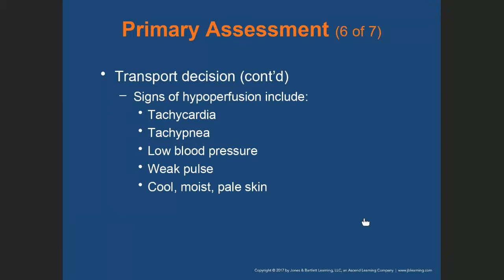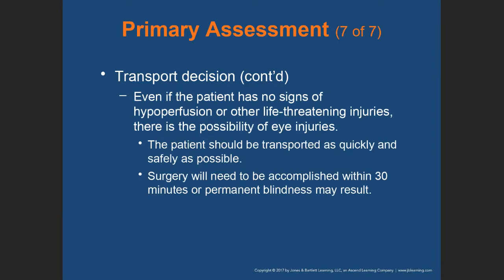Signs of hypoperfusion that you need to be looking out for: tachycardia, tachypnea, low blood pressure, weak pulse, cool, moist, pale skin. Even if the patient has no signs of hypoperfusion or other life-threatening injuries, there is a possibility of eye injuries. Patient should be transported as quickly and safely as possible. Surgery will need to be accomplished within 30 minutes or permanent blindness may result.